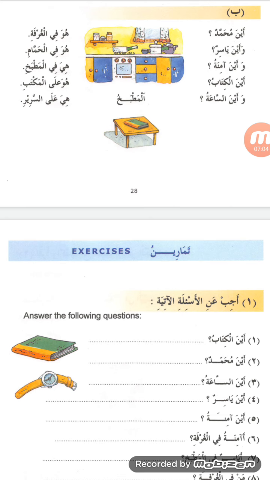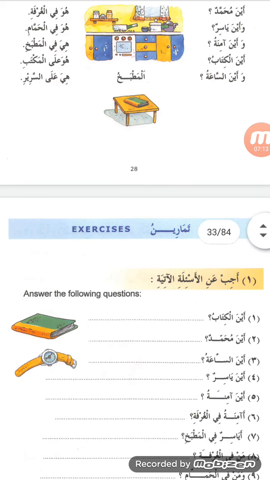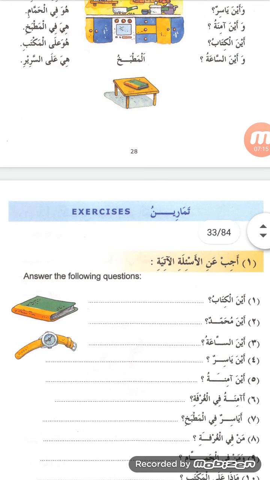Huwa, he. Fi, in. Al-ghurfati, the room. Huwa fil ghurfati. He is in the room. Wa aina Yasir, and where is Yasir? Huwa fil hammami. He is in the bathroom.